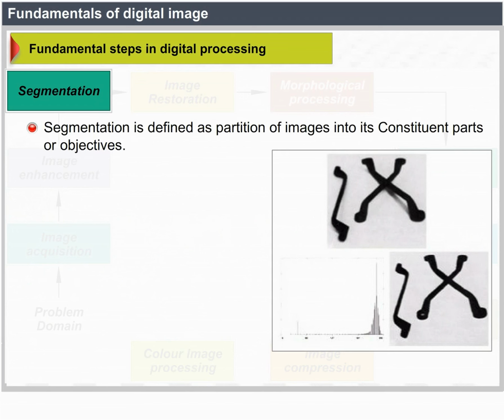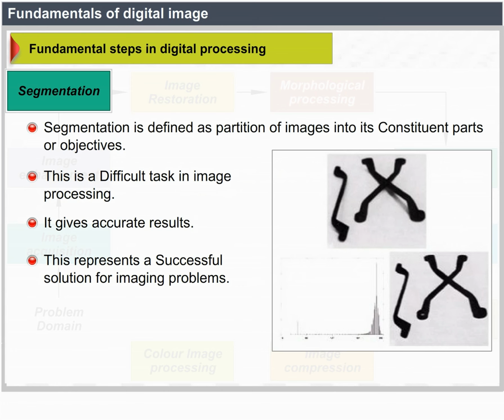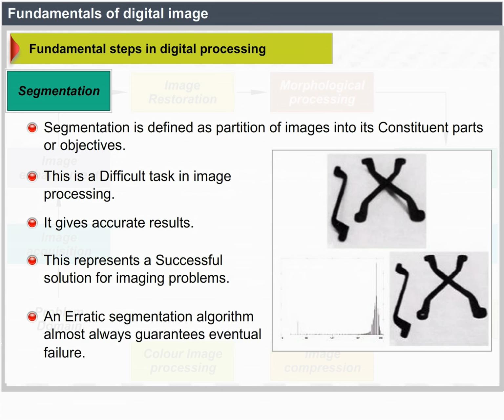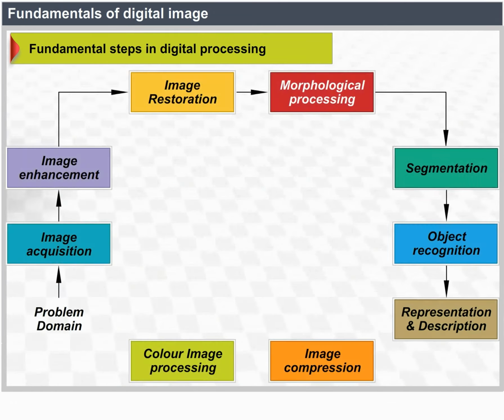Segmentation. Segmentation is defined as partition of images into its constituent parts or objects. This is a difficult task in image processing. It gives accurate results. This represents a successful solution for imaging problems. An erratic segmentation algorithm almost always guarantees eventual failure. The more accurate the segmentation, the more likelihood of success.